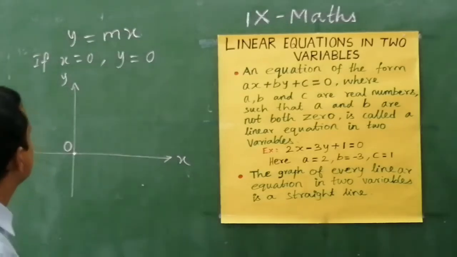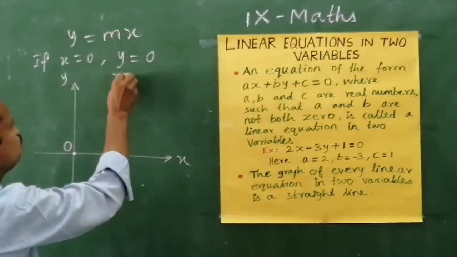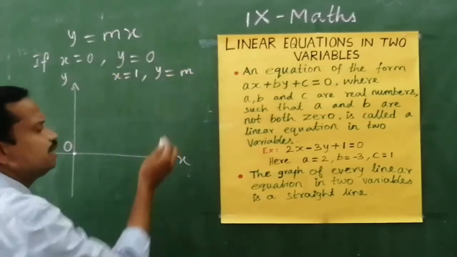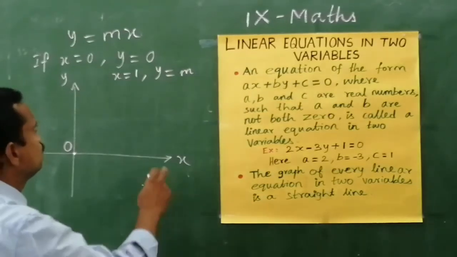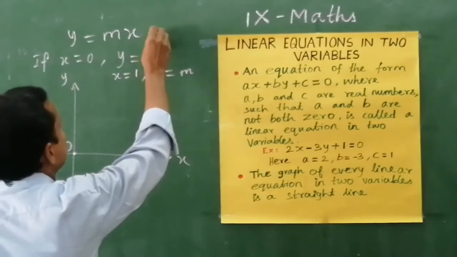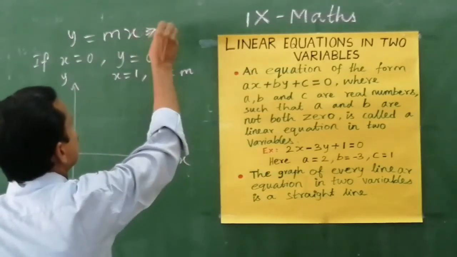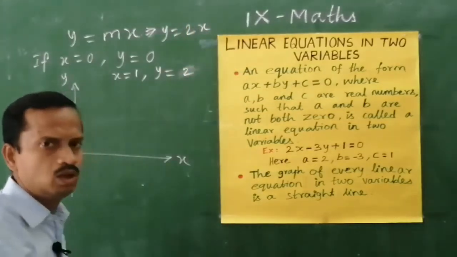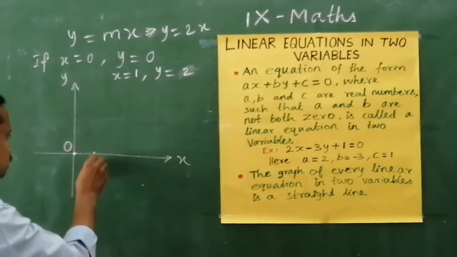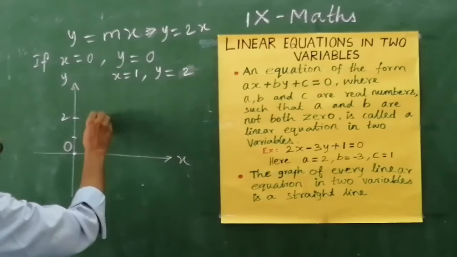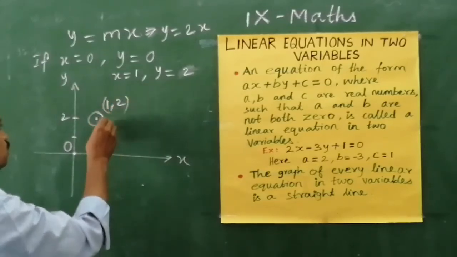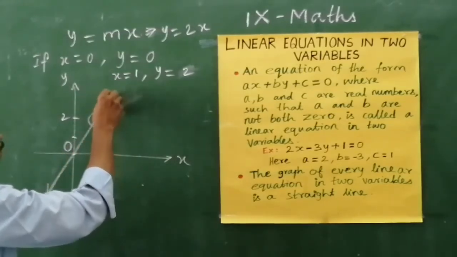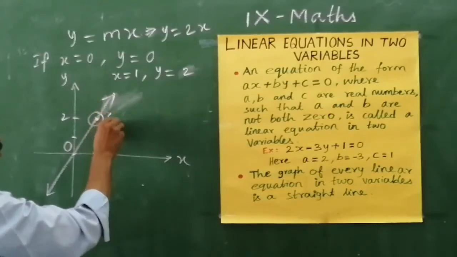through the origin. For example, if x equal to 1, what about y? It is m into 1, that is m, any constant. For example, instead of y equal to mx, if this is y equal to 2x, what happens? This becomes 2, then we get the point (1, 2), and easily we can plot it. This is 1 and this is 2 and this is (1, 2). Then this line will pass like this. Am I right? So this point is (1, 2).